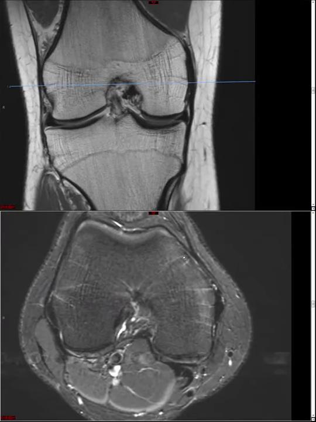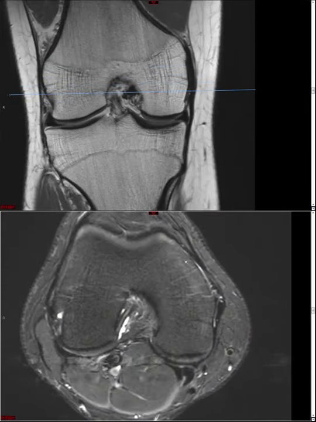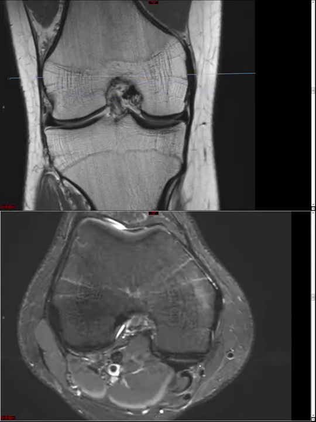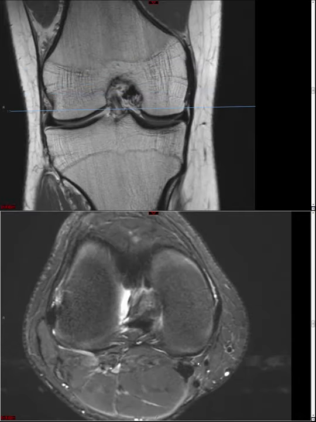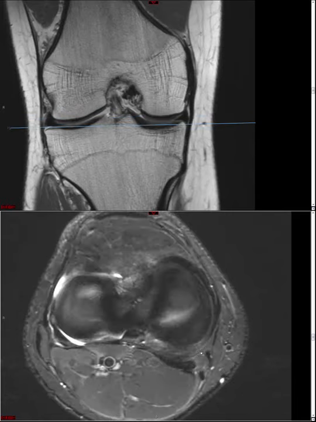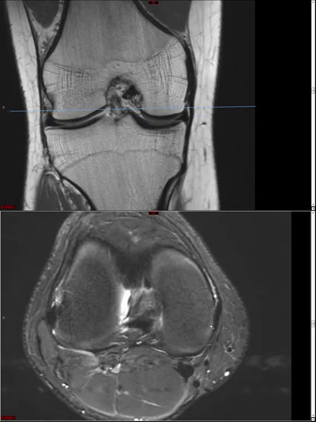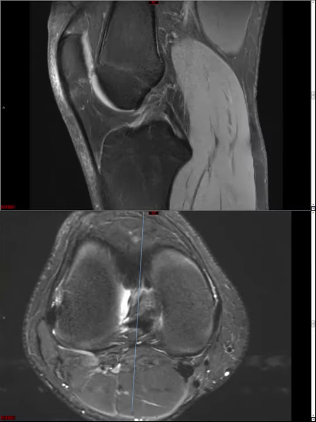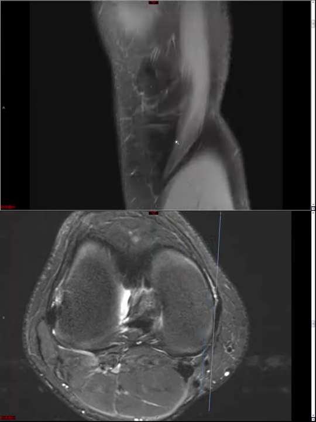I want to emphasize the posterior oblique ligament, and that's this thin ligamentous structure here running from the back of the superficial MCL and eventually becoming contiguous with the semimembranosus attachment near the proximal tibia here. And let's just try to bring this up on sagittal. Okay, so it's going to be this sheath of fibers here.